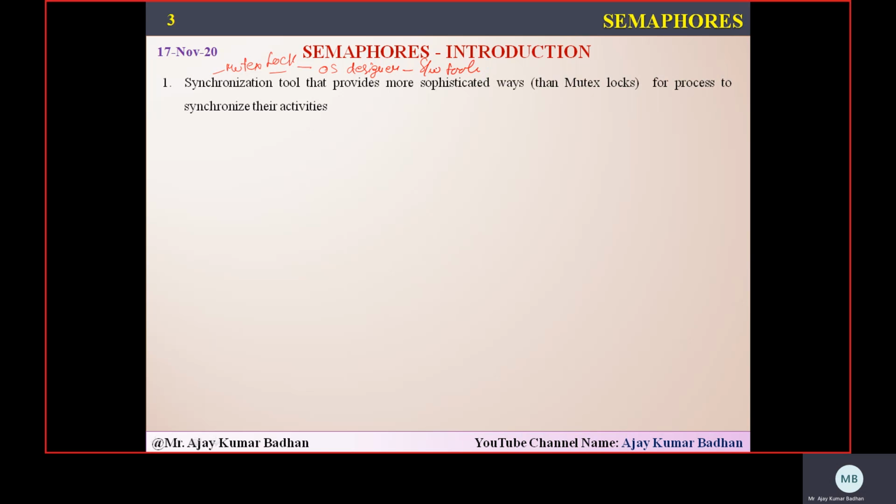So these software tools are nothing but the mutex lock. I think you people are familiar. What do you mean by mutex here? MUT is mutual, and EX is exclusion. So a mutual exclusion lock is provided, which has a value of either 0 or 1. 0 indicates that the lock is acquired by some process, and 1 indicates that the lock is free. Anyone can try to access it.